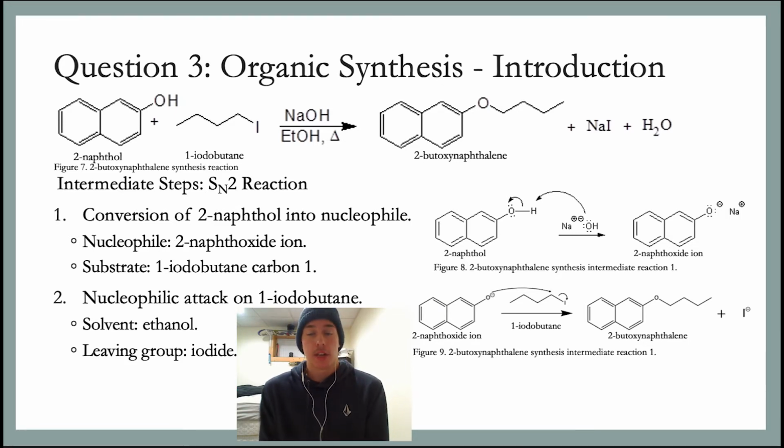So you deprotonate 2-naphthol using a strong base, in this case NaOH, which converts it into 2-naphthoxide ion, which is the nucleophile. And then in the second step, I've shown there, the 2-naphthoxide ion attacks the 1-iodobutane, specifically at the carbon right next to the iodide. And so in this reaction, the nucleophile is the 2-naphthoxide ion, and the leaving group is the iodide. The nucleophilic attack in this reaction is step 2, where the 2-naphthoxide ion attacks the 1-iodobutane molecule.